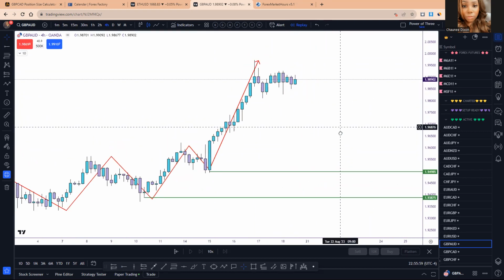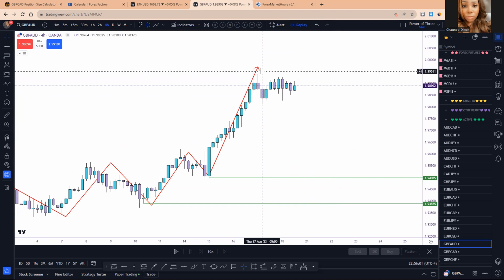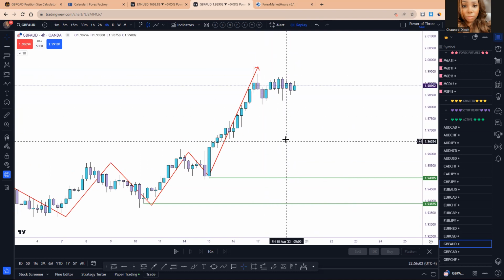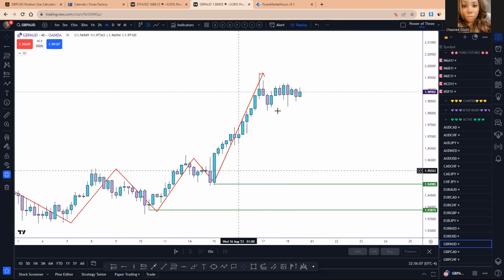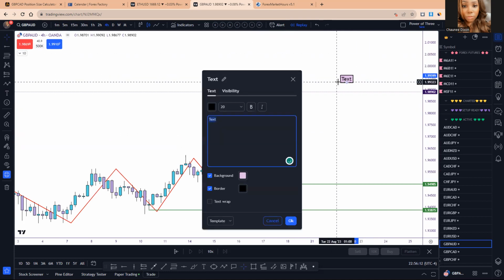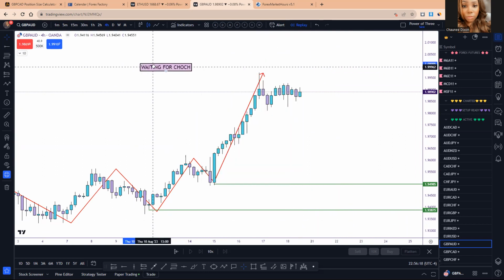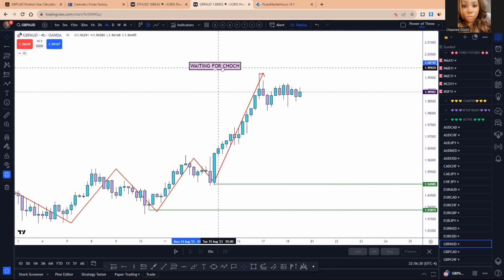So I'm going to be looking for a change of character on my lower time frame for the retracement. Now I'll probably make a note to myself somewhere on my chart: waiting for change of character. You don't have to do this, it's just what I do. I utilize notes for myself.